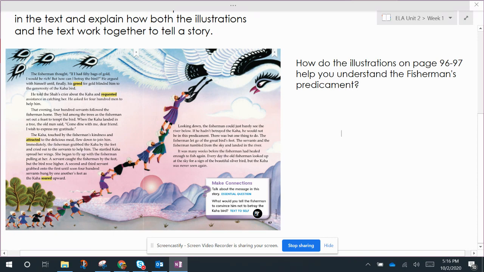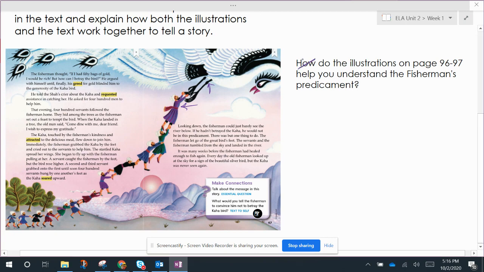Well, as we can see, we have the fisherman up here. He's in the sky and he's holding on to the Kaha bird who is soaring upward into the sky. So his predicament is he is now flying through the air, which is very dangerous, and he didn't catch the Kaha bird, which is a serious problem for him later in the story. So let's start with RACE because we still want to make sure that we're citing evidence. How do the illustrations on page 96 and 97 help you understand the fisherman's predicament?